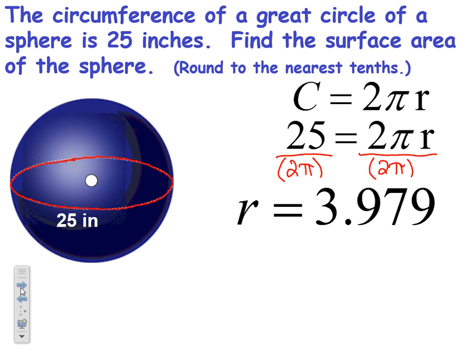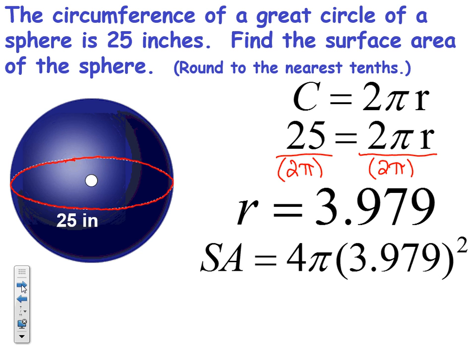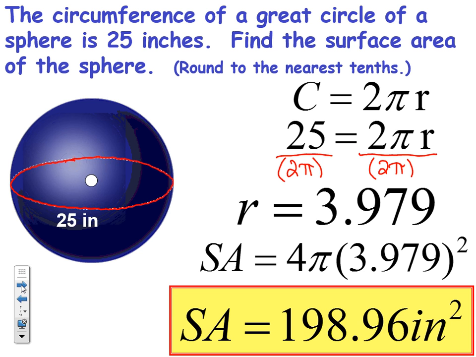After we do that, we're going to plug it into our formula. So surface area equals 4 times pi times 3.979 squared. Now from here, just like we did our last example, type this all into our calculator. And we get the surface area to be approximately 198.96 inches squared.